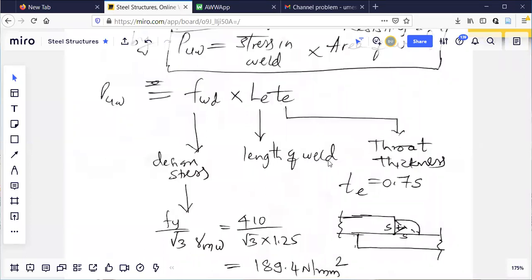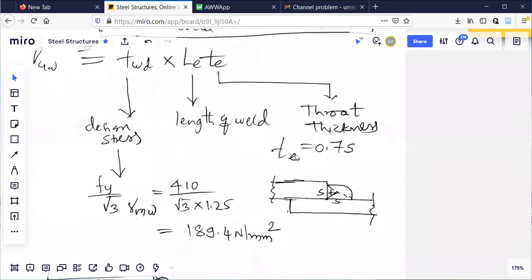T is the throat thickness, which is equal to 0.7 times S. Sin 45 or cos 45 is 0.707, so simply I have calculated this distance. I know the value of S. S will be given; the size of the weld is usually 6 mm.